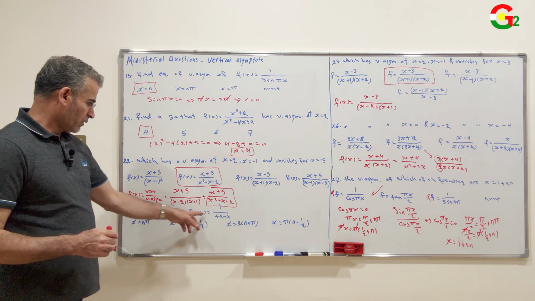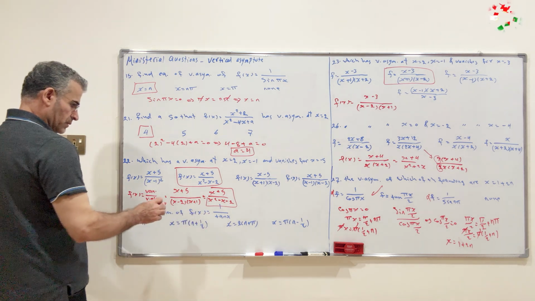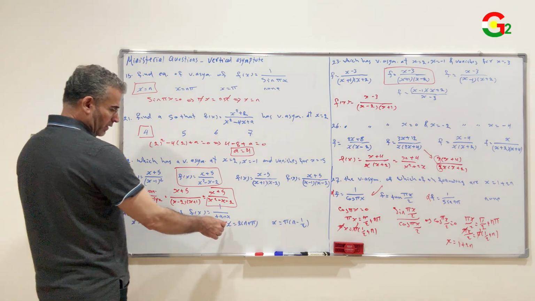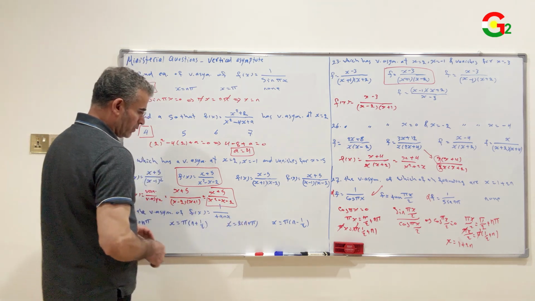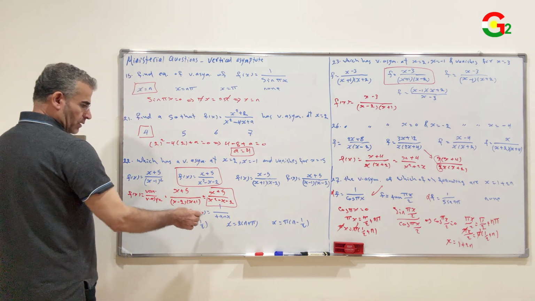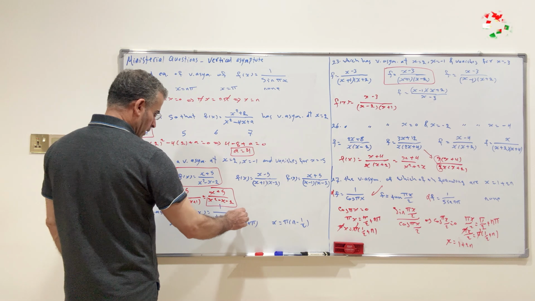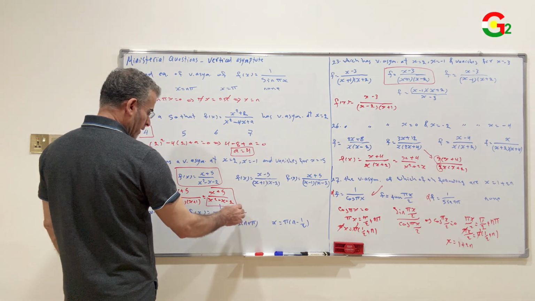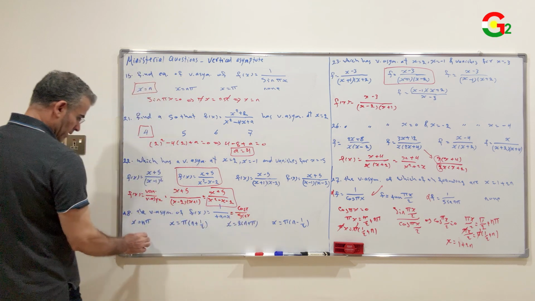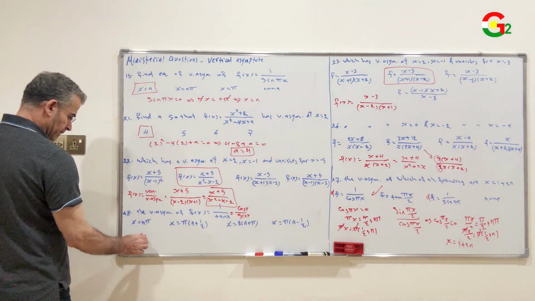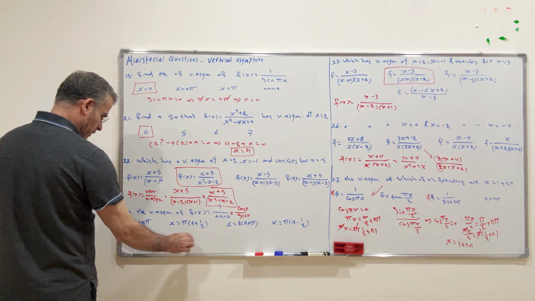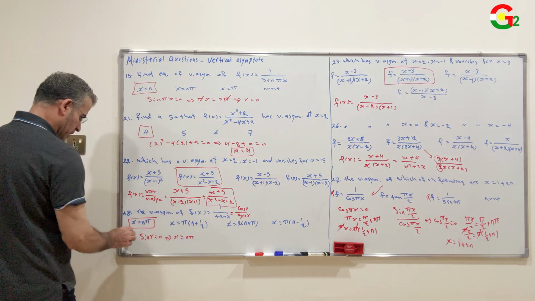Question number 28. The vertical asymptote of this function is m pi, or pi times n plus 1/2, or 2 times 2 plus pi, or pi times n minus 2. This function, we can write as 1 over sine over cosine, then it will be cosine x over sine x. Sine x equals 0, then x equal n pi. Choice A.